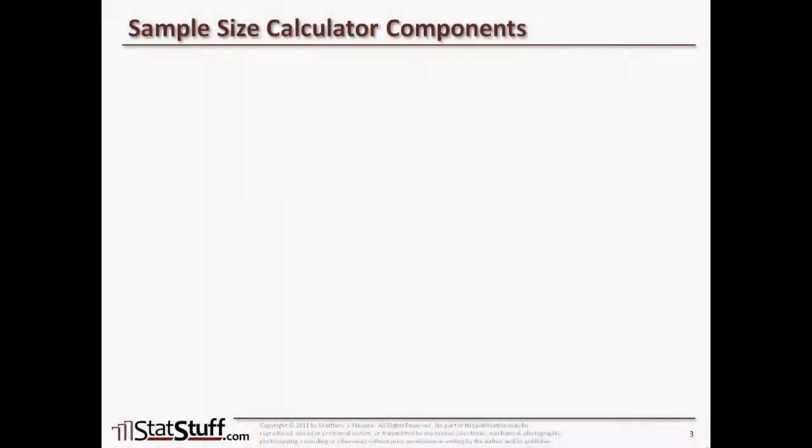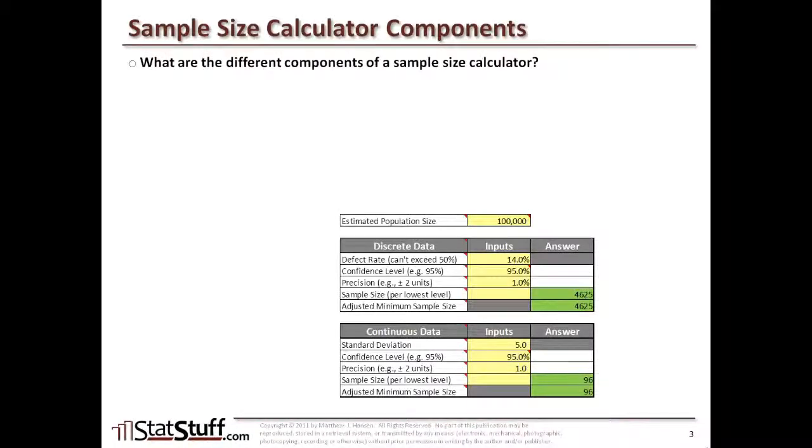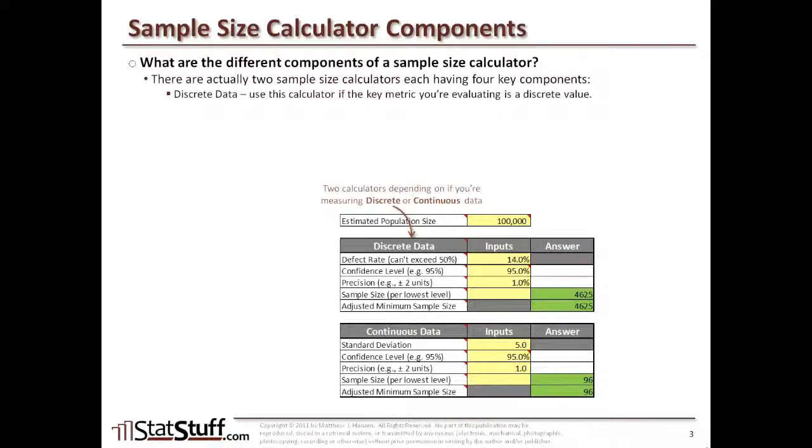Okay, now let's begin to explore the various components of the sample size calculator. Just before I show you each of the components within this particular sample size calculator, I do want to show you that there's actually two sample size calculators within this one calculator, and each of those has 4 different components. So let's break those down. The first calculator is going to be for discrete data. It's this upper portion here.